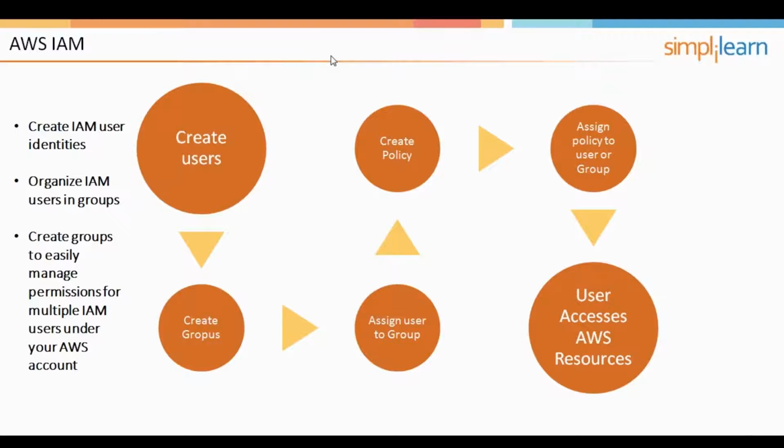Okay, so we're talking about IAM. Now, how do you work in IAM? First step would be creating a user. Once you have created the users, the second step would be creating groups. Add that user to a group. A single user can be part of multiple groups.